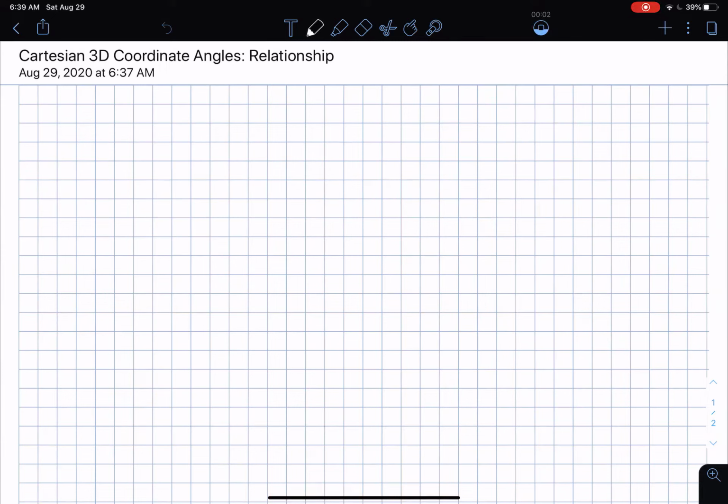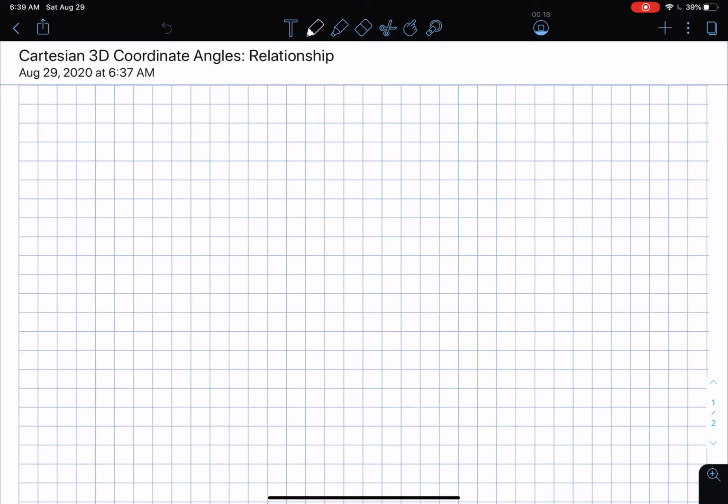Hello everyone, welcome to another one of our short talks. Now in this talk we will derive a relationship between the three coordinate direction angles. Okay, so to begin with I will redraw my figure from my previous concept talk.